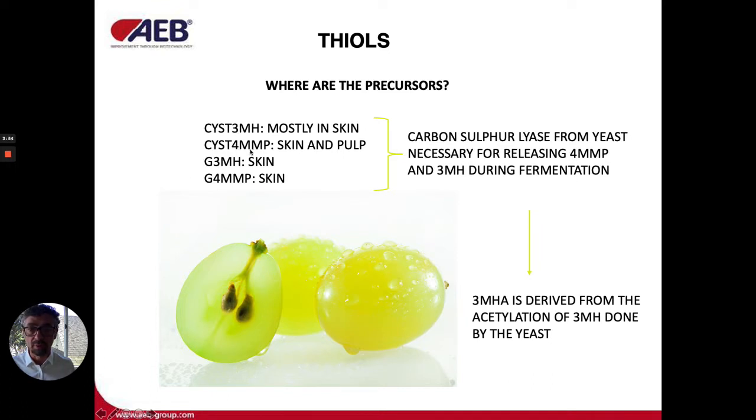There is another thiol that we have mentioned, which is the 3-MHA. That is just derived from the acetylation of 3-MH. Also done by the yeast. The yeast that can do it needs to have a specific gene to be able to have this particular transaminase that allows the transformation of this 3-MH, which is an alcohol, into the ester, the 3-MHA.